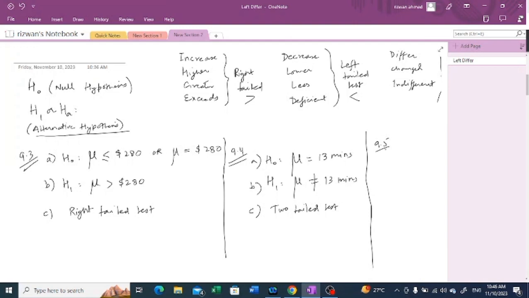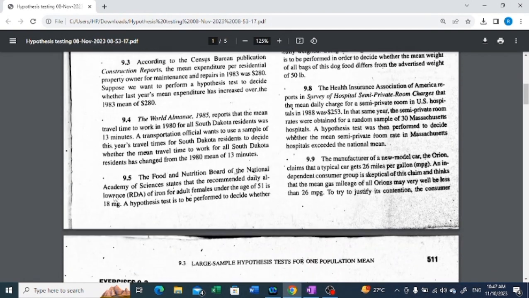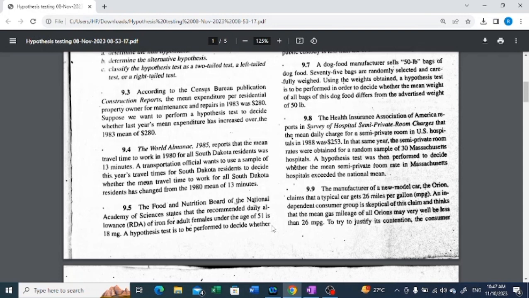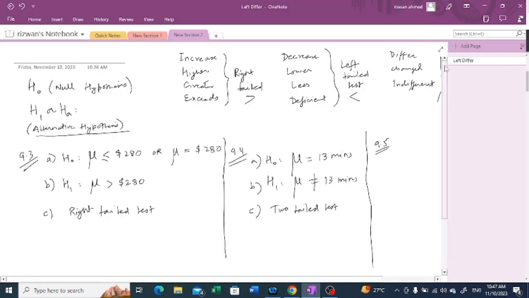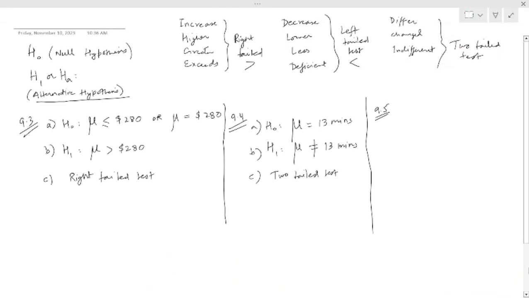Now moving to question number 9.5. The Food and Nutrition Board of the National Academy of Sciences states that the recommended daily allowance, RDA, of iron for adult females under the age of 51 is 18 milligrams. A hypothesis test is to be performed to decide whether adult females under the age of 51 are on average getting less than the RDA of 18 milligrams of iron. So less than is given clearly in the question. How do we state the null hypothesis, the alternative hypothesis, and how do we decide the nature of the test depending upon the sign that we use in the alternative hypothesis?